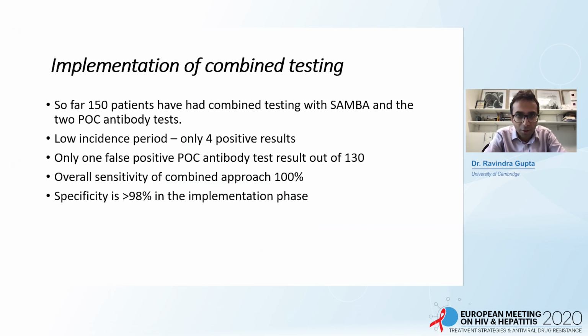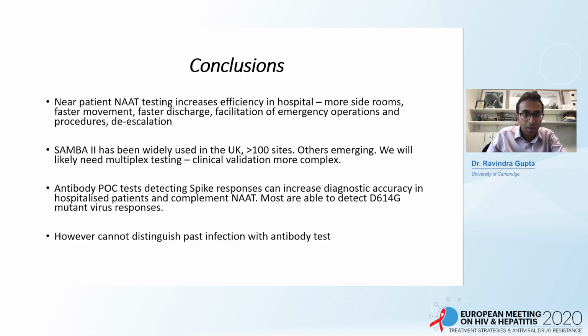So in terms of implementation of combined testing, I've shown you in a trial setting that we can reach 100% diagnostic sensitivity with 95% specificity. We have now used it in 150 patients, but of course this was in the low incidence period. We only had 4 positive results, but we were able to show during this period that both point of care tests for serum antibodies did have greater than 98% specificity. And that is very, very important because people are worried about specificity of point of care serological testing. So the conclusions are we can use near-patient nucleic acid testing for increasing efficiency in hospital.